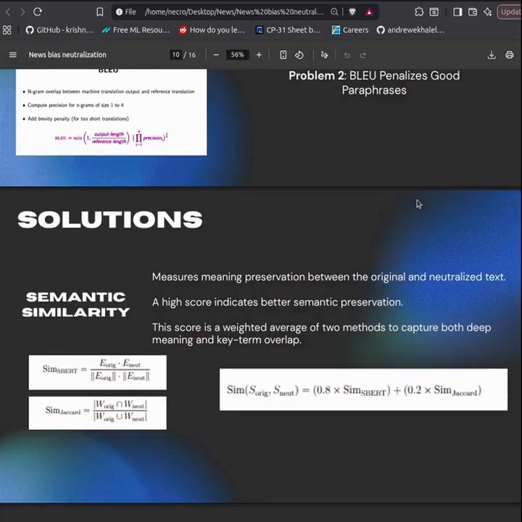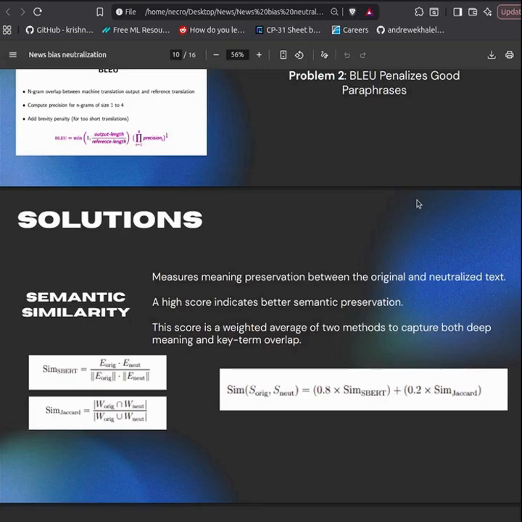So my score is actually a weighted average of two methods. 80% of the score comes from S-BERT similarity. I use a pre-trained S-BERT model to convert the original sentence and the new neutral sentence into embedding vectors. Then the cosine similarity of these two vectors is computed, and this gives us a deep contextual meaning.